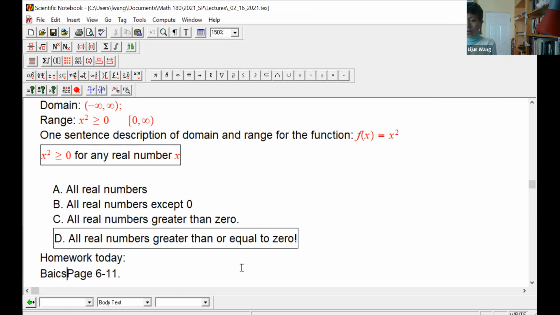So if you have more time, you can work on basics 1. You can work on more pages. You should expect 2 quizzes per week, at least 1 per week. Okay, all right, good job.